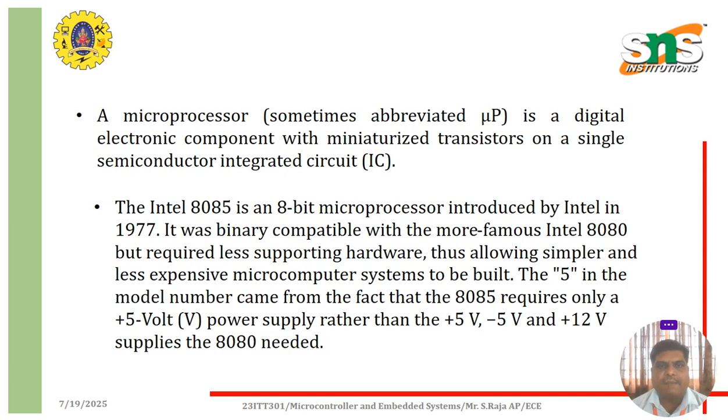It was binary compatible with the more famous Intel 8080 but required less supporting hardware, thus allowing simpler and less expensive microcomputer systems to be built. The 5 in the model number came from the fact that the 8085 requires only a plus 5 volt power supply, rather than plus 5, minus 5 and 12 volt supplies as in the 8080. So compared to the previous 8031 and 8051, this 8085 provides a more complex, lower voltage operating device. Now let us see why this 8085 is more famous.